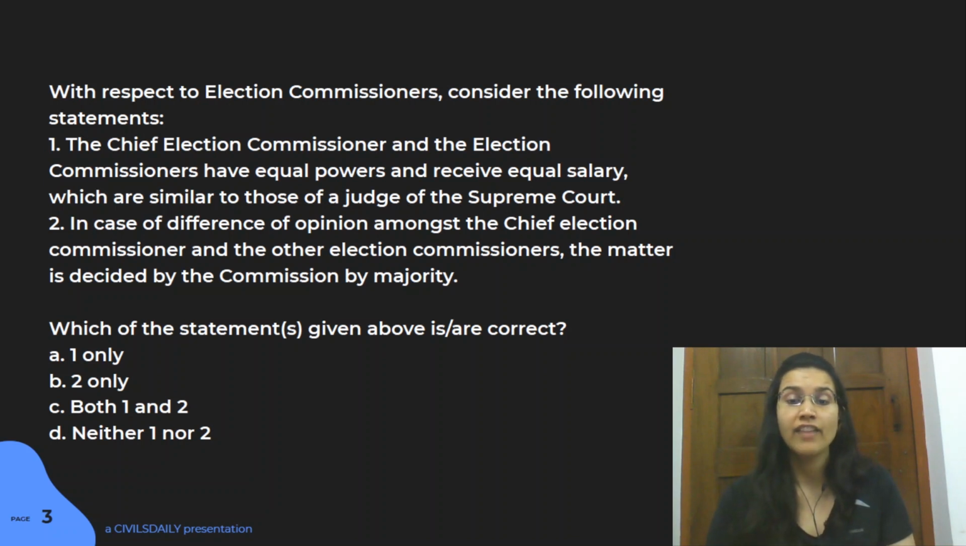But any other election commissioner or regional commissioner cannot be removed except on the recommendation of the Chief Election Commissioner. So that is the difference here. Just make sure that you do not mess up this part. Otherwise, all the other portions are almost similar. So the answer for this question is C.